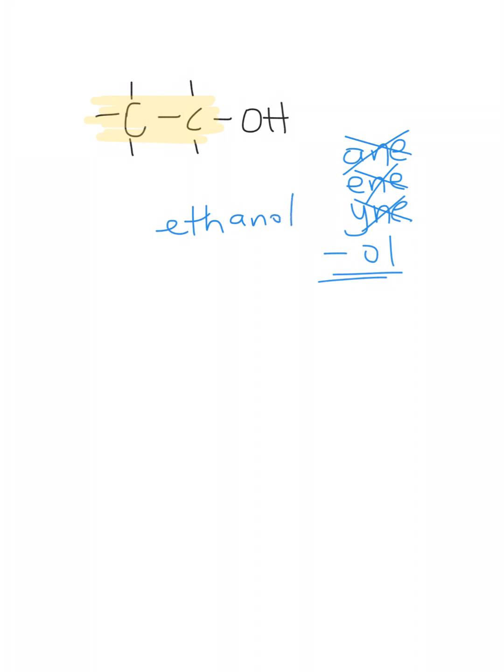There's only one place in this case. The position of the hydroxyl isn't really important for ethanol because there's only one place it can be. It has to be on one of those carbons. So this would be called ethanol. And ethanol is fairly representative of most small alcohols.